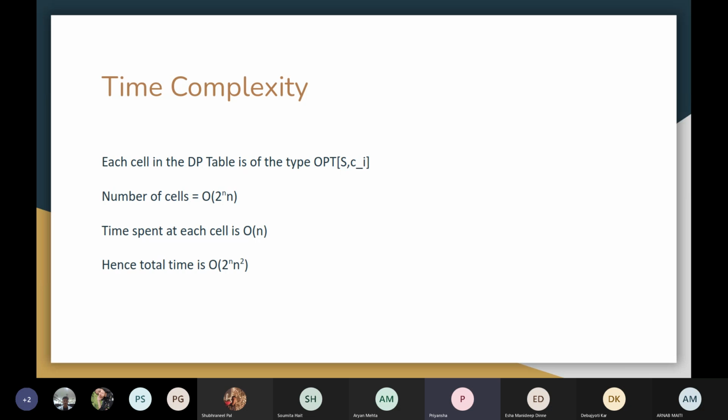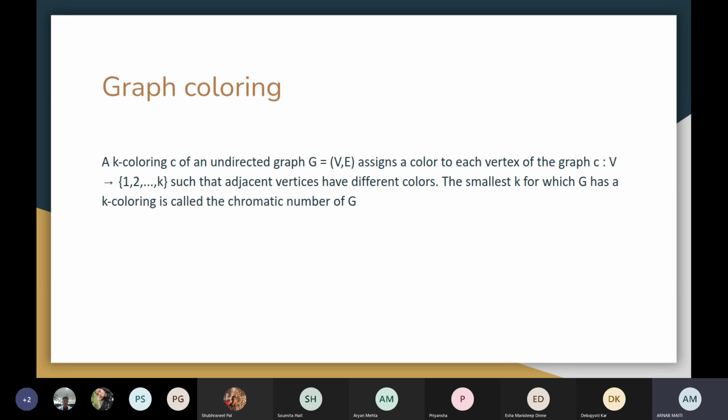Yeah, yes, it's clear. So I hope it's fine then. Then we'll move to the next problem.